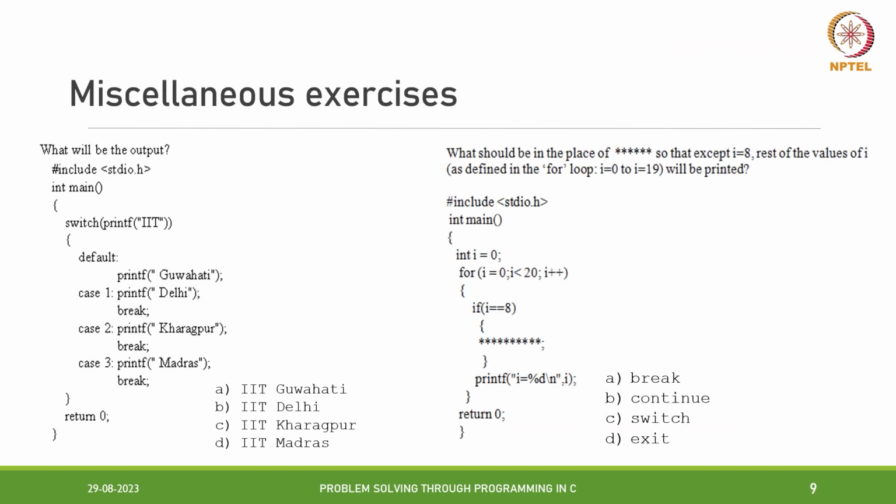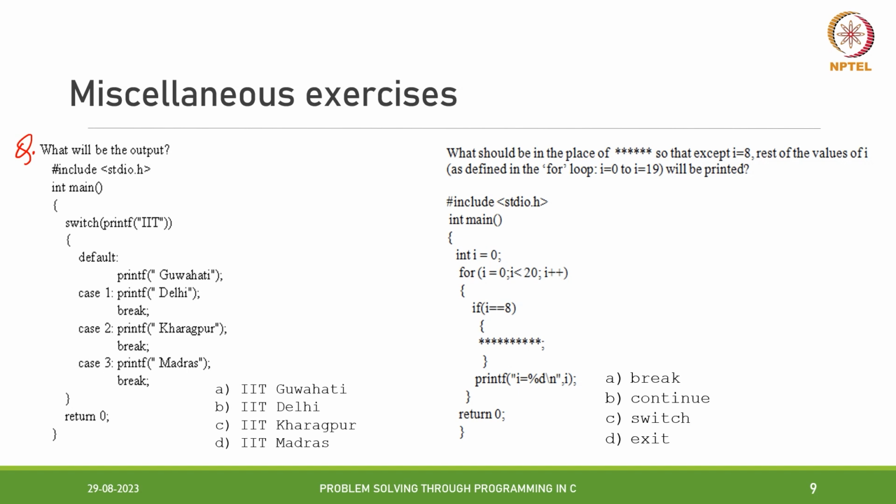Right. So let's now look at the next. These are miscellaneous questions. One is related to the switch statement, and the other just asks you to put the correct statement in the place to get a certain output. Okay, so what happens with this switch statement? So we are printing something here, and right. So what is the output here?